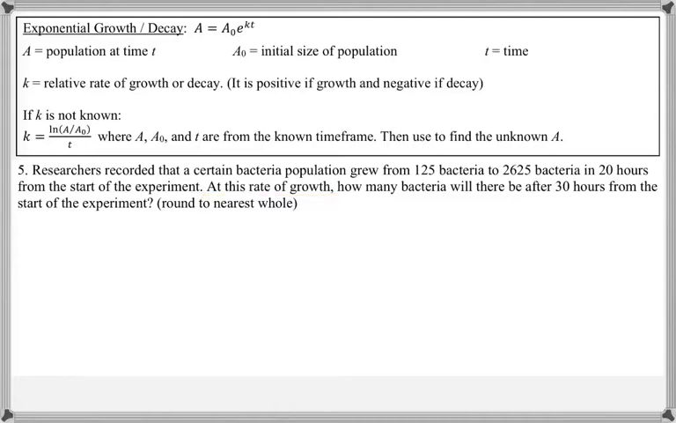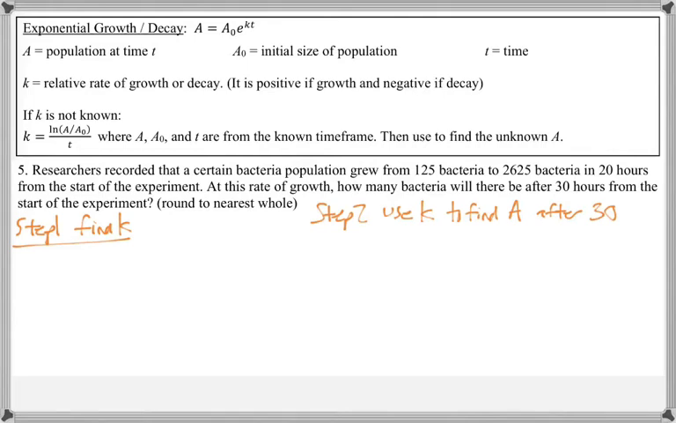So we don't know what k is, so this is going to be a two-step problem. So step one, we need to find k, and then step two, we need to use k to find A, and this will be after 30 hours.